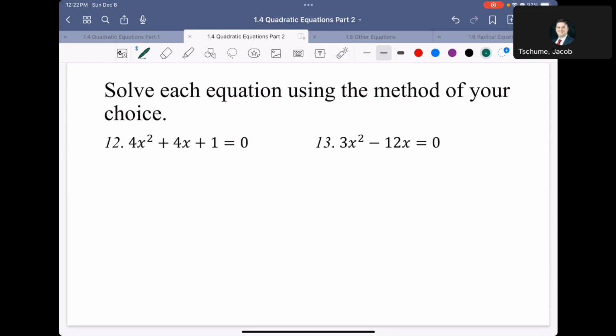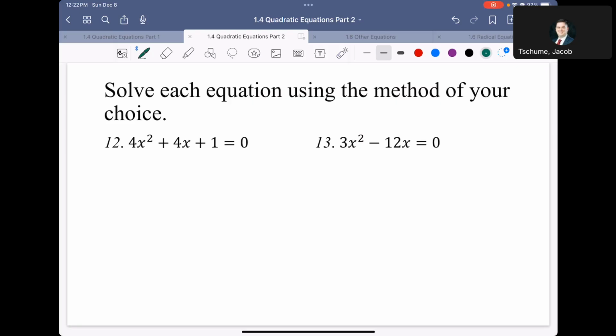So beginning with number 12, you've got 4x squared plus 4x plus 1 equals 0. Now immediately I like the equals 0 on the right, so it's already in the right format. And I also notice that it has an x squared, an x, and a number. So the one rule that I know does not work here is the square root property.